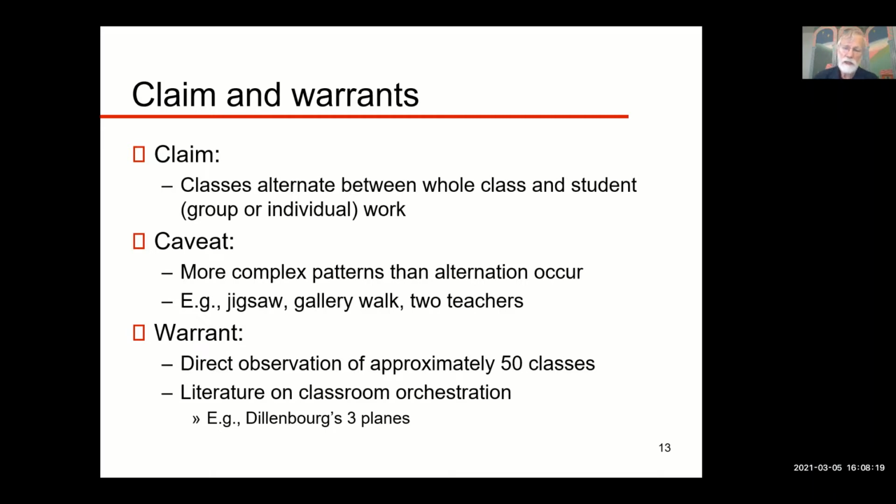So what I'm claiming here is based on our observation of approximately 50 classes and the literature on classroom observation, such as Dillenberg's work, where he characterizes the three things that I've talked about here, whole class, individual, and group work, as the three planes of student classroom orchestration. Okay, so that's why I think we're on safe ground, assuming that these three things are the majority of classwork.